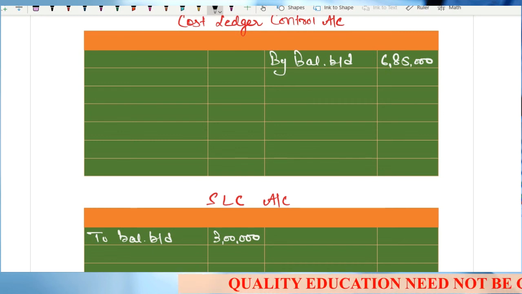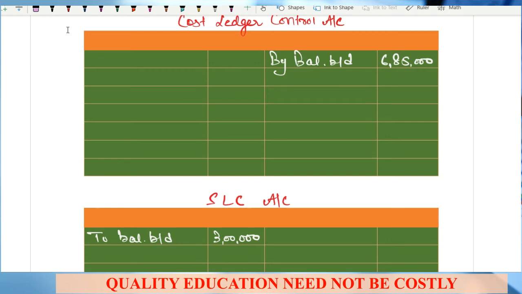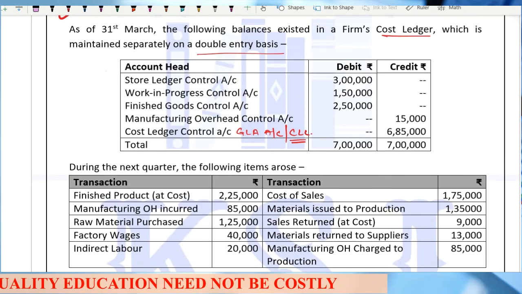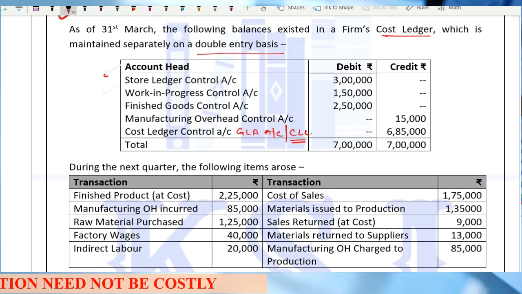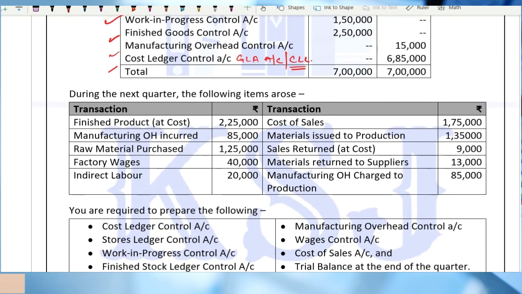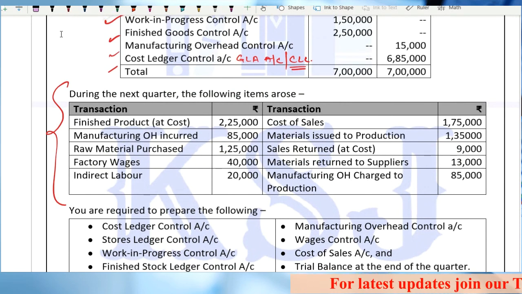Any doubts in this? Now after this, what is to be done? This is what we have recorded. Now we have to record all these transactions one by one and give them the double entry effect.